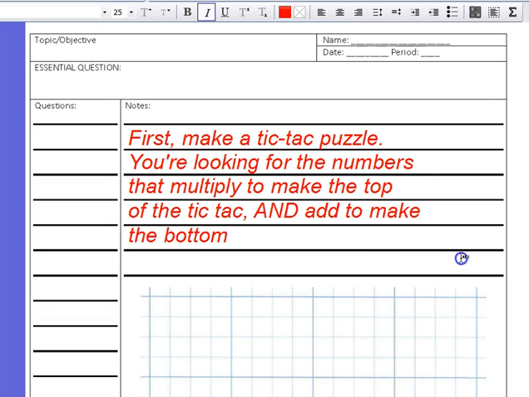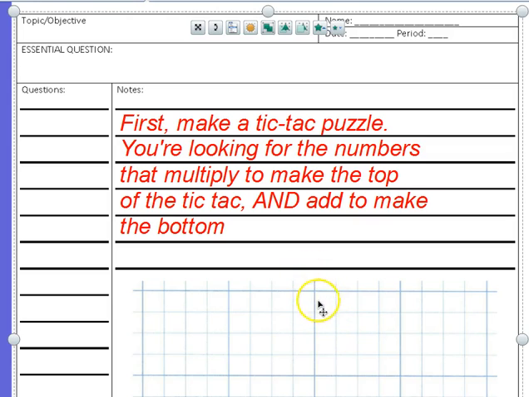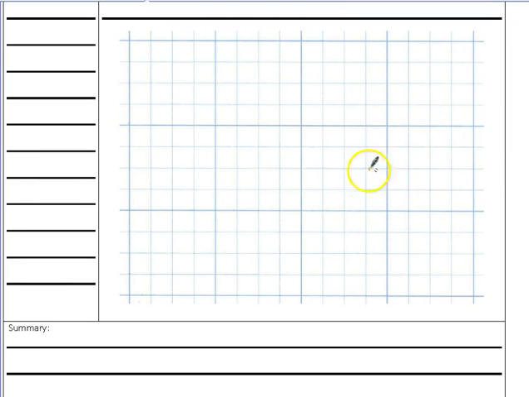All right, so when I am factoring a trinomial, I do it with what I call a tic-tac puzzle. What you're looking for are two numbers that multiply to make the top of the tic-tac, and they also have to add to make the bottom of the tic-tac. So the hardest part is making the tic-tac.